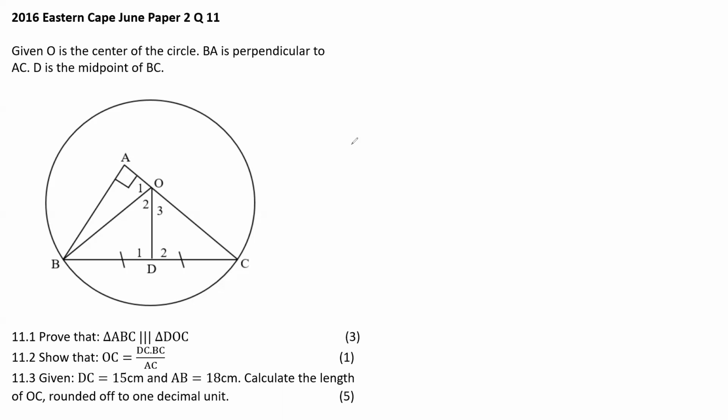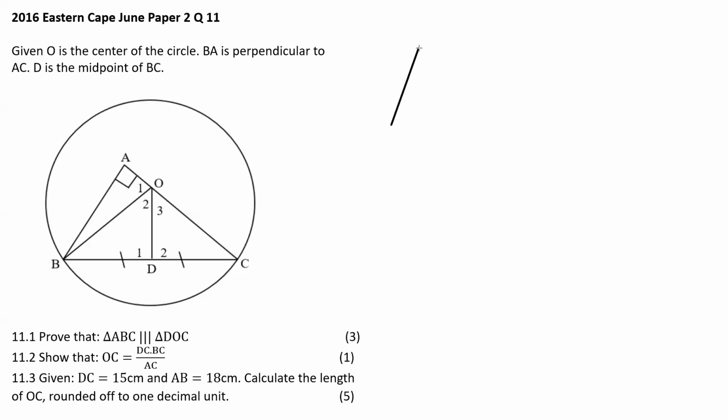I'm ready for 11.2 right here, right now. So 11.2: the moment you prove similarity, draw the triangles apart, and we can pick it up from that perspective. So you draw the triangles.